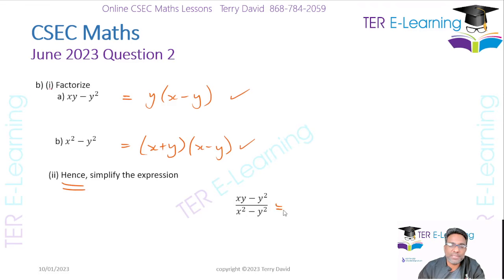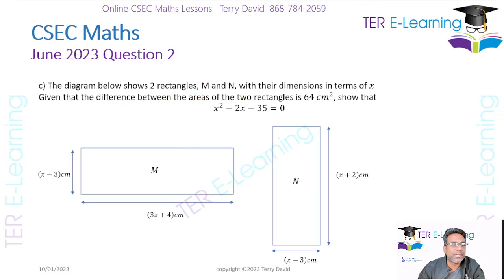Now, if you want to simplify this expression here, if you notice, the numerator is what we had in part A. So I can write that as y, open brackets, x minus y, all over x squared minus y squared, which can be written as x plus y by x minus y, right? So that means that this here will cancel with this, and your final answer is simply going to be y over x plus y, right? So that's part B.